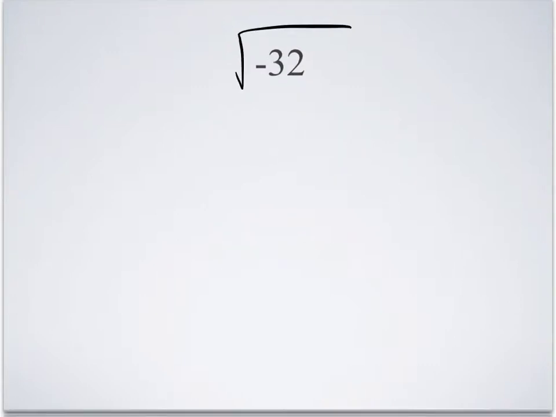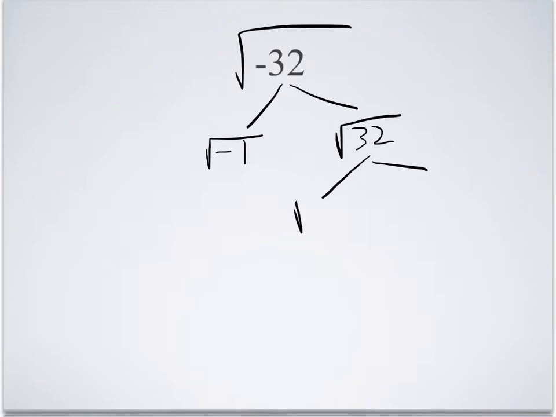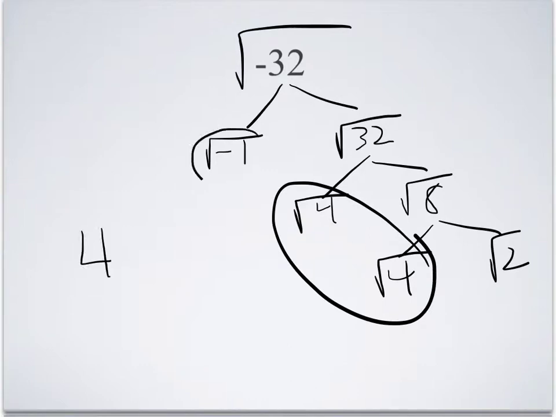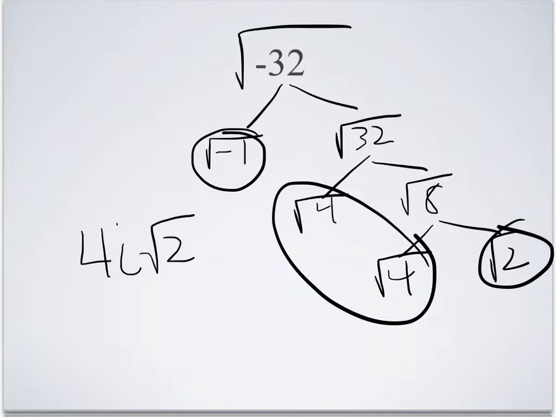So how about this one? The square root of negative 32 is the square root of negative 1 and the square root of 32. And then the square root of 32 is the same as the square root of 4 times 8, and the square root of 8 is the same as the square root of 4 times 2. So I have a pair of 4's right here that goes on the outside. The square root of negative 1 is i, and then I still have the square root of 2 underneath.